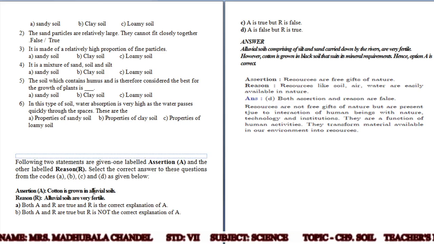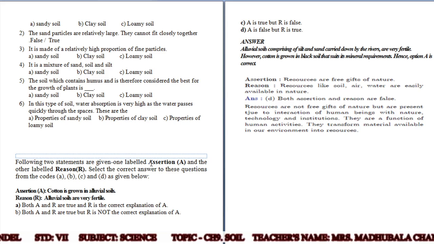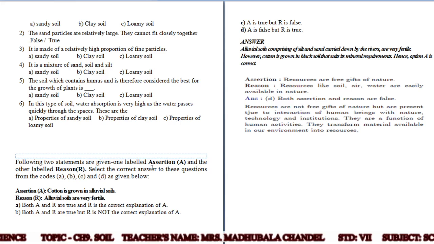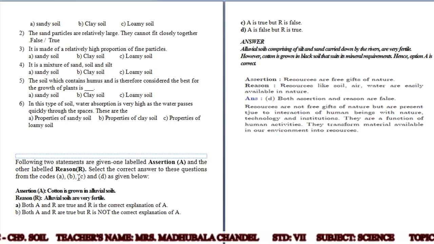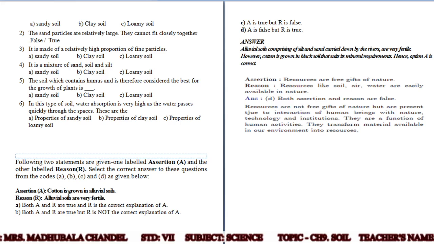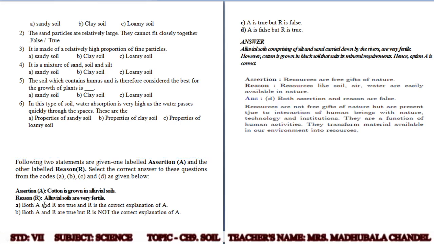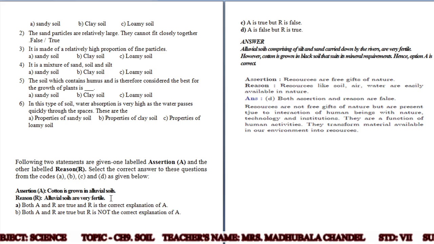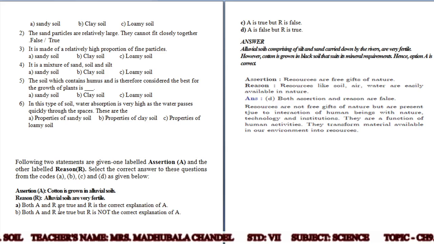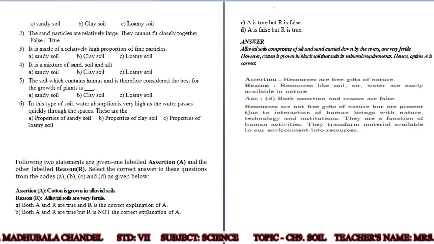In assertion and reason type, what is the meaning of assertion and reason type? There will be 2 statements. One will be labeled as assertion and one will be labeled as reason. Now you have to select the correct answer to this question from the codes A, B, C and D. Here you have cotton. The assertion is that cotton is grown in alluvial soils. And the reason for this statement is that alluvial soils are very fertile. Many times these 2 statements may be true, may be false. So you have to identify that from the A, B, C and D options.